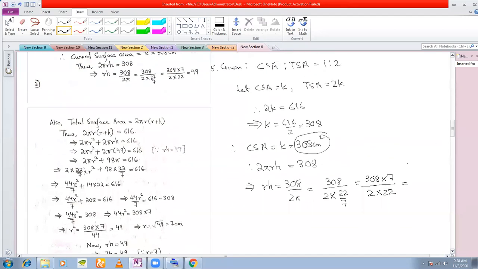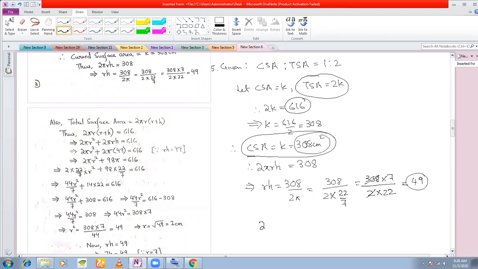So this now comes to 49, because this will all cancel. So the product of r and h comes to 49. We have used the value of the curved surface area here to get rh is equal to 49. Now we also know the total surface area. We know the total surface area to be 616. We shall also use that.